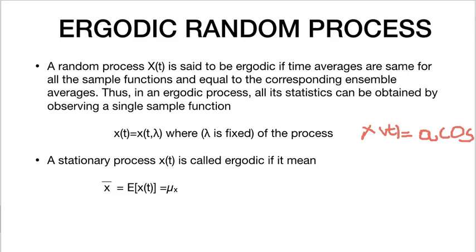So for any instant, if we calculate x1 of t, then a could have an a1 value, an a2 value, and so on. Thus, it won't have the same ensemble mean as that of the time average. We calculate it from minus infinity to plus infinity. Thus, in such scenarios, it won't be an ergodic process. This is the property which has to be followed by an ergodic random process.